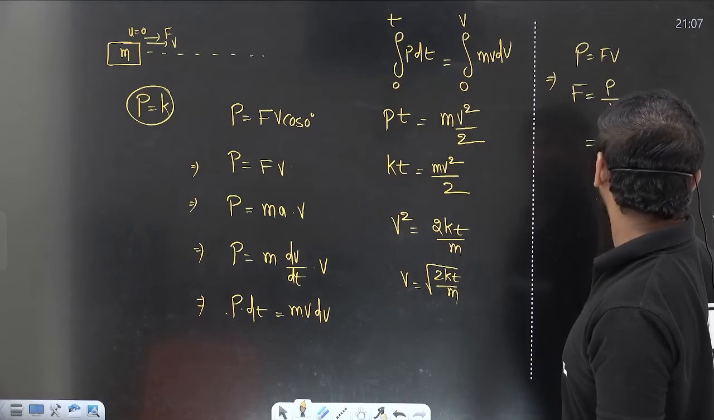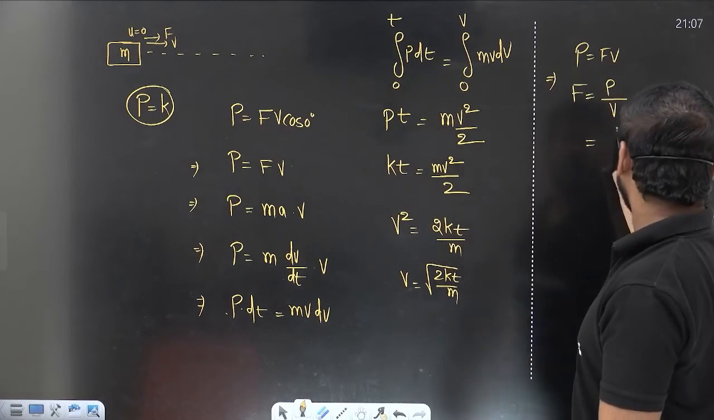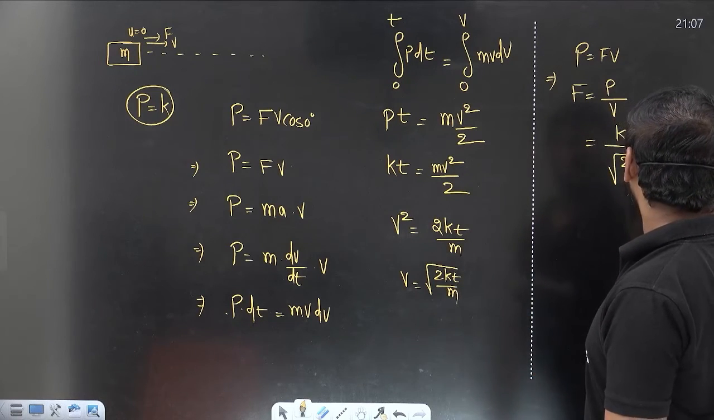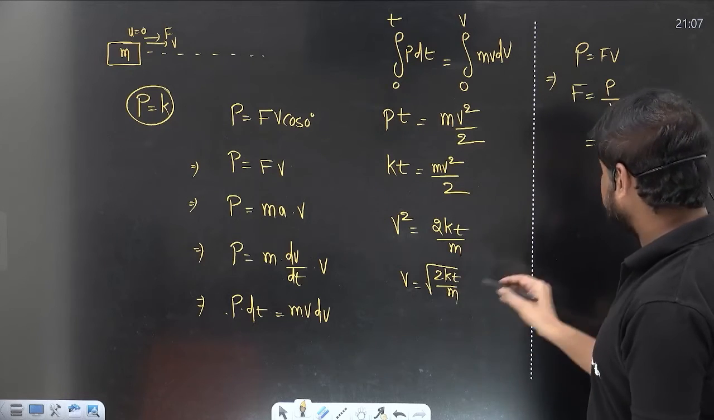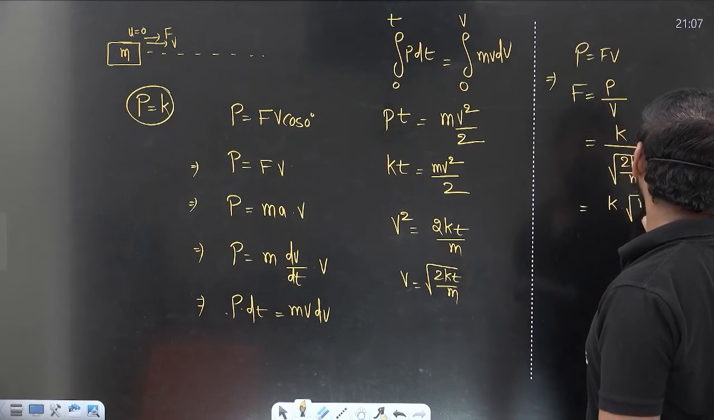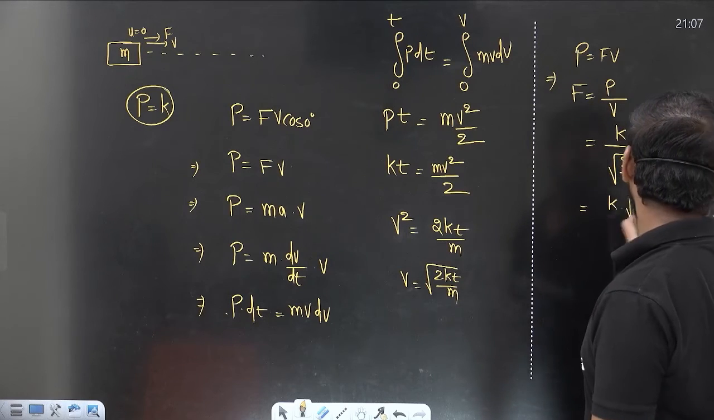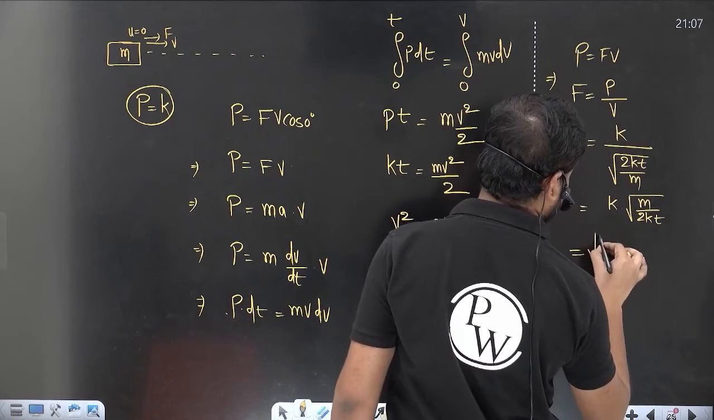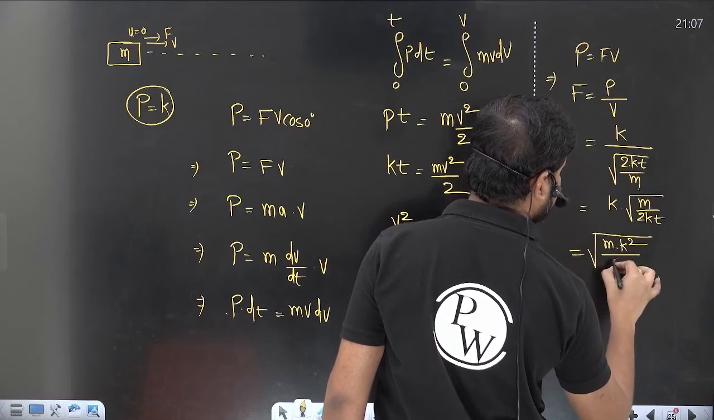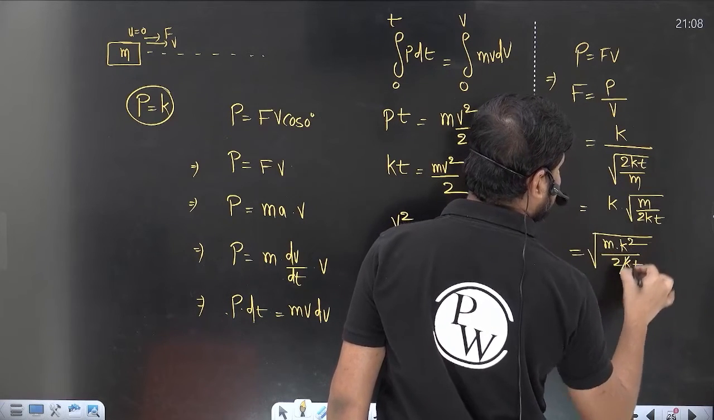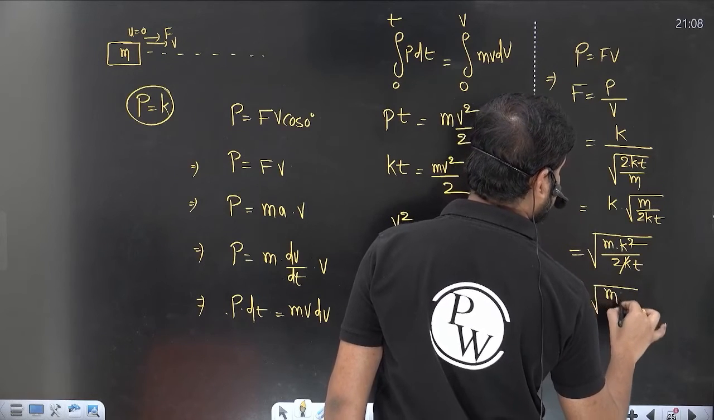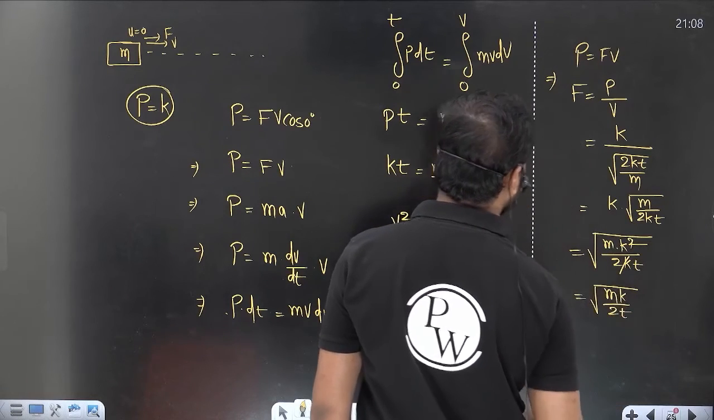So in place of P, what is P? P is equal to k, by, in place of v, let me write root over 2 k t by m, right? Then I can write k into root over m by 2 k t. Let's bring this k also to the root. So m into k square by 2 k t. So k gets cancelled, so it is root over m k by 2t. So this is the force.